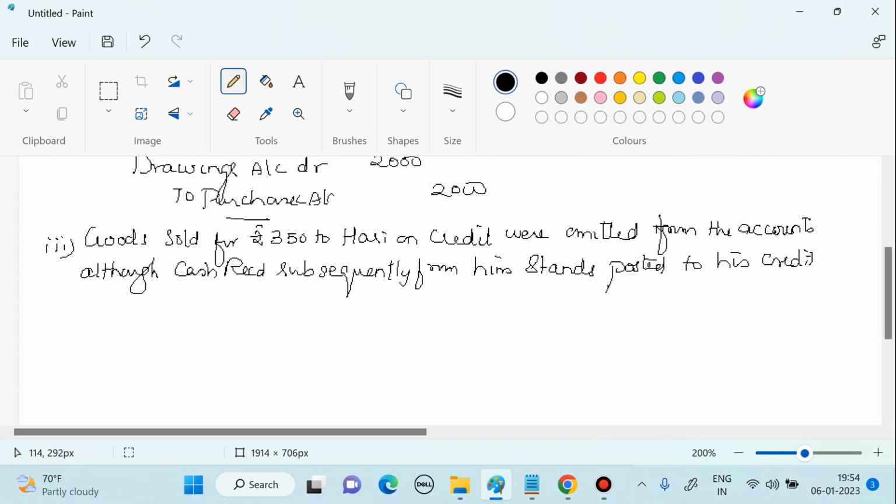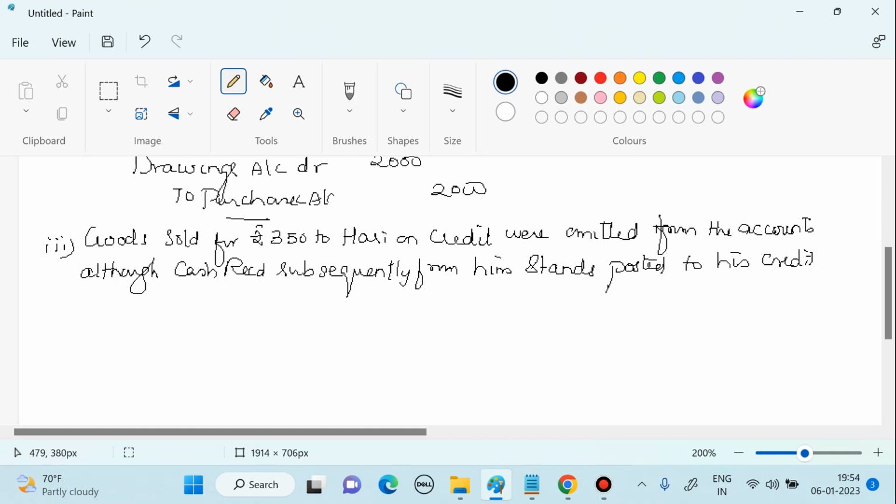Next is goods were sold rupees 350 to Hari on credit. So when you sold goods on credit, Hari account debit to sales would have been the entry. It was omitted from the accounts. They forgot to record that credit sale to Hari. So Hari to sales was not recorded.